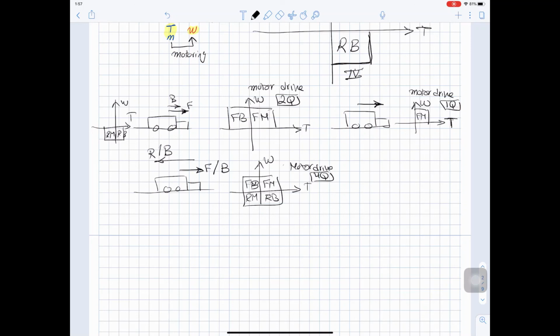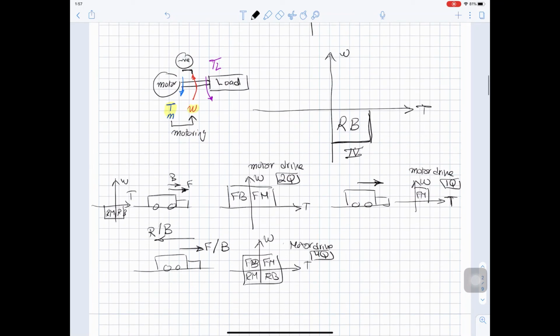1 quadrant means you can accelerate it in this direction only, you can change the speed, but you cannot brake it, you don't have a way to stop it. The 4-quadrant means you can move it forward, brake it forward, move it backward, and brake it backward.